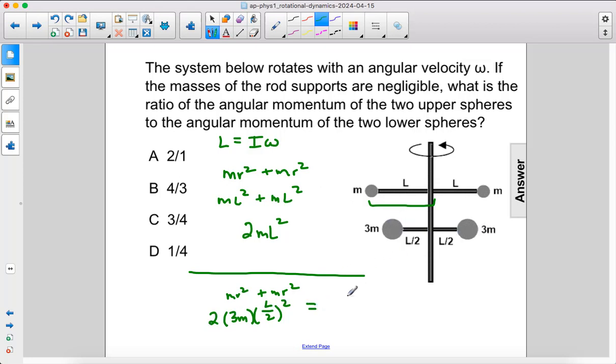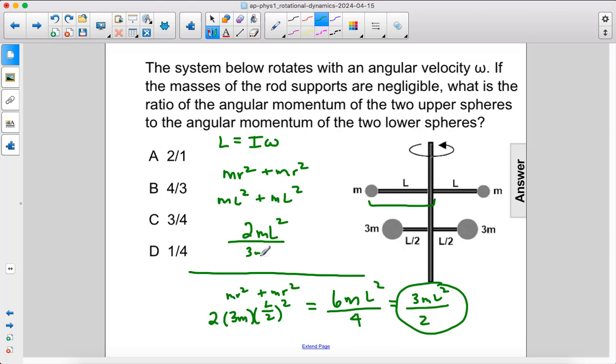So what do we have? We get 6m. And then we have L squared over 4 because that 2 gets squared as well. So we can simplify that to be 3ml squared over 2. Now we want the ratio of the top spheres to the bottom. So we're going to take this and put it as our denominator to create that ratio.